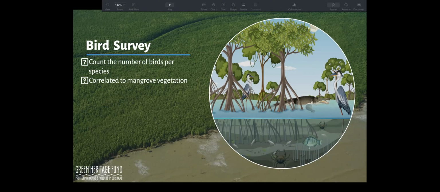The reason why we put the bird survey within this protocol is because research has shown that birds in general are also linked to the overall ecological integrity of their ecosystem. And this is a fact because birds are very sensitive to habitat fragmentation, land composition, and also changes in habitat structure. So therefore, we also integrated the bird survey within this mangrove protocol.